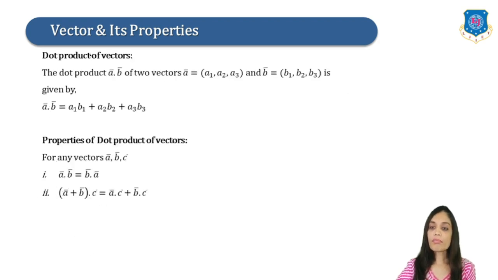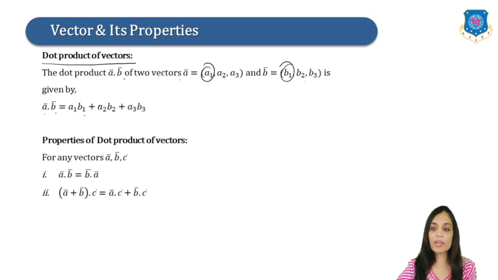So now let us study the dot product of vectors. The dot product a bar dot b bar of two vectors, a bar equal to a1, a2, a3 and b bar equal to b1, b2, b3, is given by a bar dot b bar equal to, you have to take the first component and multiply.